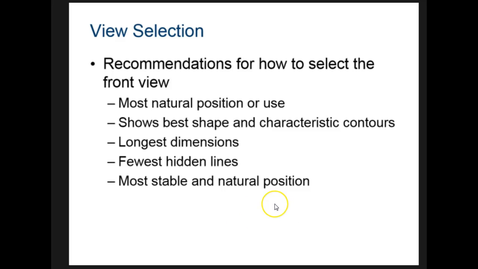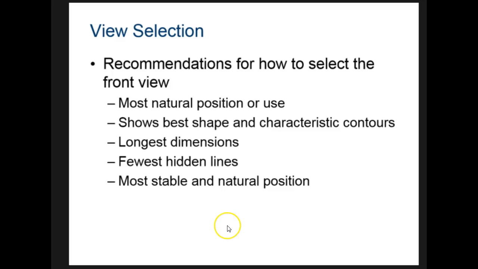When we're choosing which side needs to be our front view, you always need to think about these 5 things. We want it to be sitting in its most natural position. For instance, you wouldn't turn a stapler up on the end where it's kind of floating in the air. We also want the position where it shows the best shape and it shows most of the contours, most of the detail. The longest dimension should be in the front view, and we should have the fewest hidden lines. It should also be the most stable. It shouldn't be a view where things would tend to tip over.